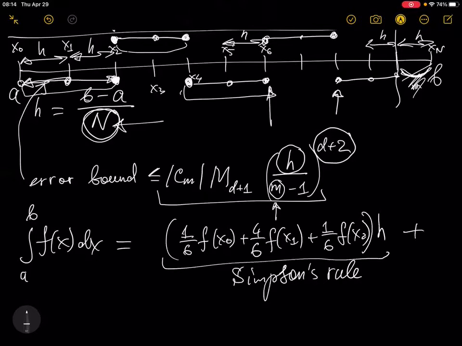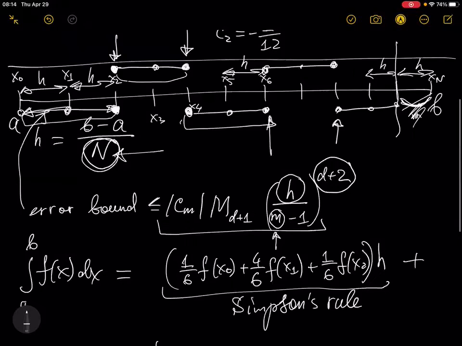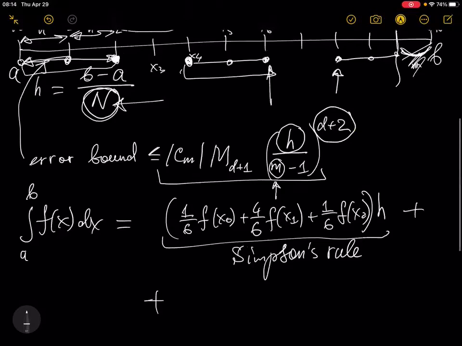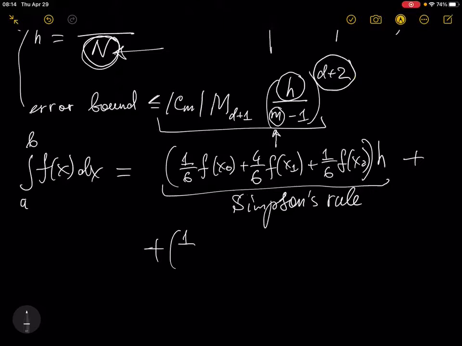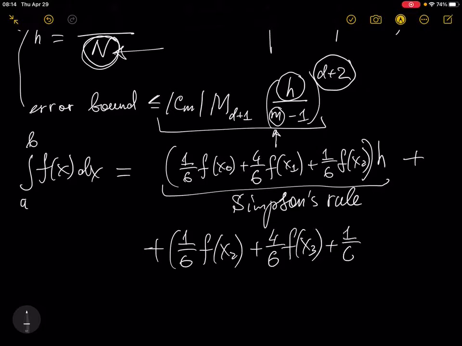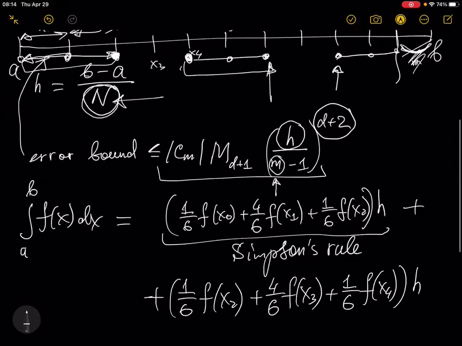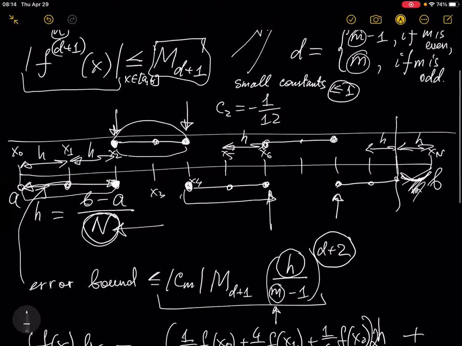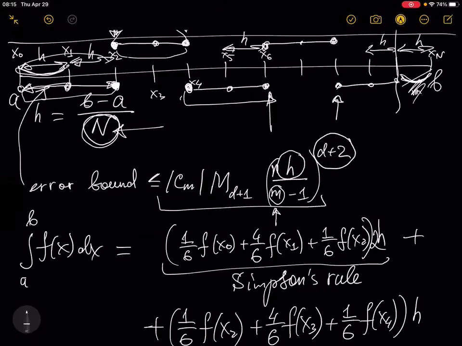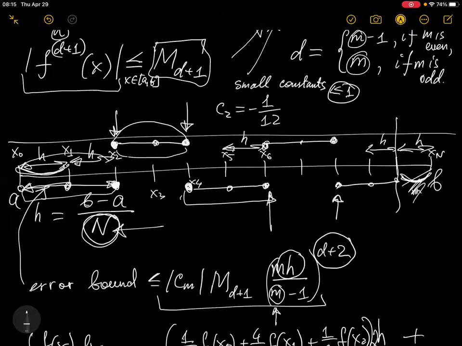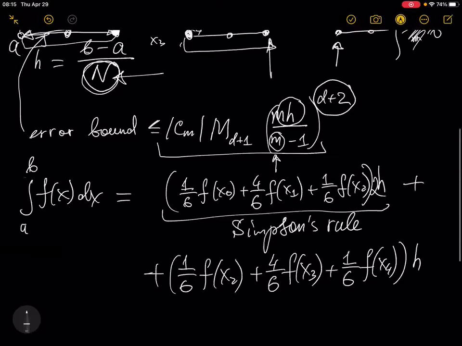Plus, now the next subinterval, this one. So I'm using 1/6 f at x2 plus 4/6 f at x3 plus 1/6 f at x4, also multiplied by h. Okay, in this case, no, it will be 2h, because you see, we said that h is here, right? So here it will be 2h. In other words, here it will be mh, like that. Okay, m minus 1.